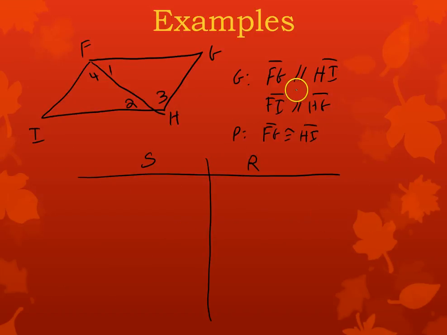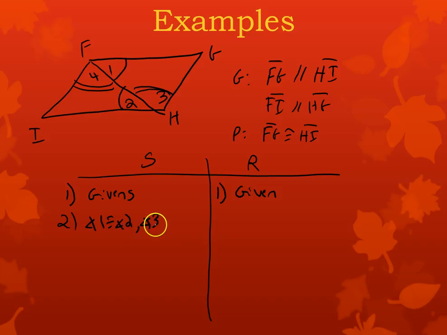Now in this case we are given parallel lines. FG is parallel to HI and FI is parallel to HG. We want to use that to prove that FG and HI are both going to be congruent to each other. So again, given statement first. Now, if I do have parallel lines, FG is parallel to HI, that means 1 and 2 are congruent. And if FI is parallel to GH, that means 3 and 4 are congruent. So I can say angle 1 congruent to angle 2. I can say angle 3 is congruent to angle 4, because they are both alternate interior angle pairs.